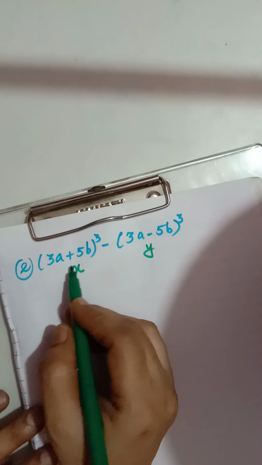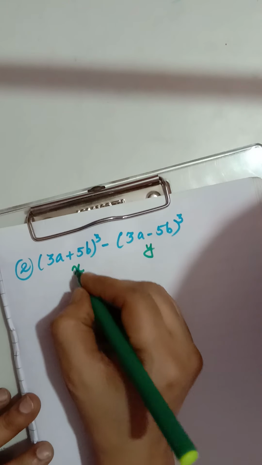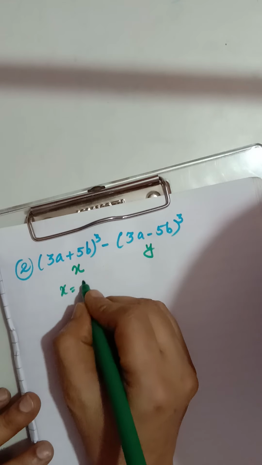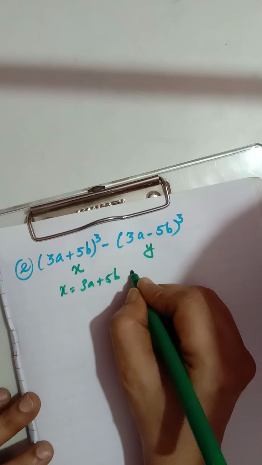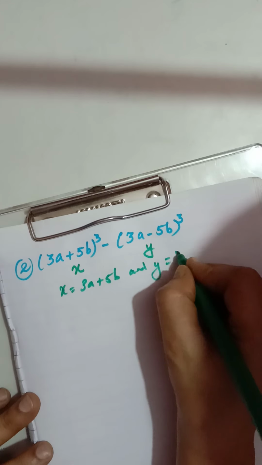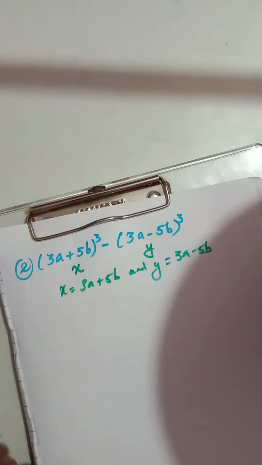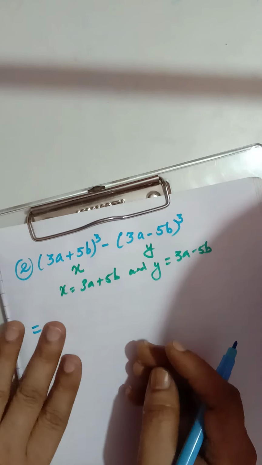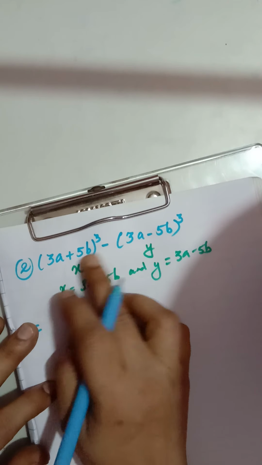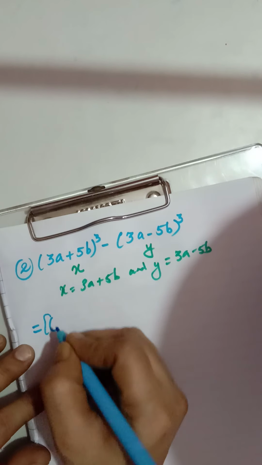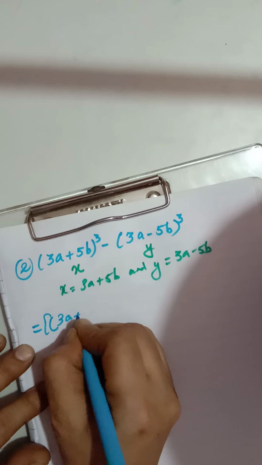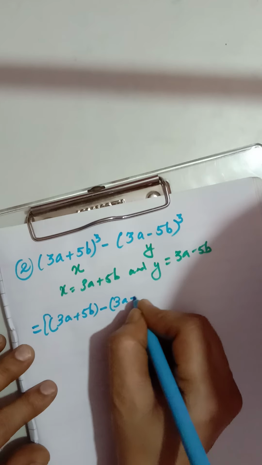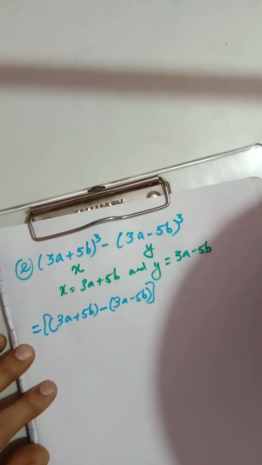So now, applying the same formula, this is your x term, this is your y term. I am writing here x is equal to 3a plus 5b and y is equal to 3a minus 5b. Now let us apply the a cube minus b cube formula. That will be a minus b, the first bracket. First bracket is what? A minus b. That is 3a plus 5b minus b. What is your b? 3a minus 5b. This is the first bracket.